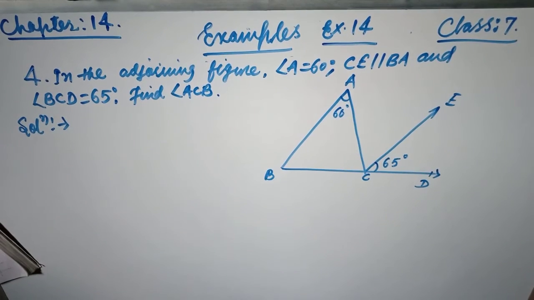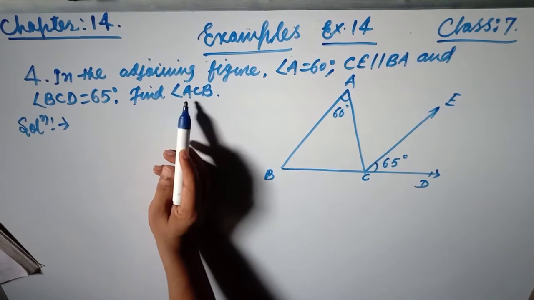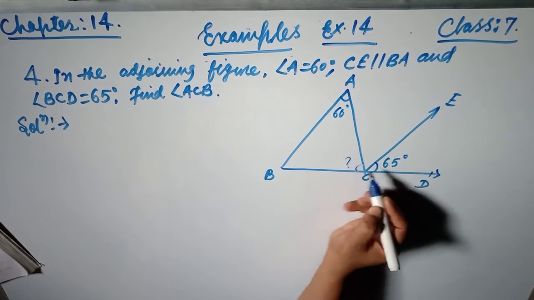Now see friends, question number 4, in the adjoining figure angle A is 60 degrees and CE is parallel to BA and angle BCD is 65 degrees, find angle ACB. Now friend, ACB, this angle we have to find. Suppose this angle is X.